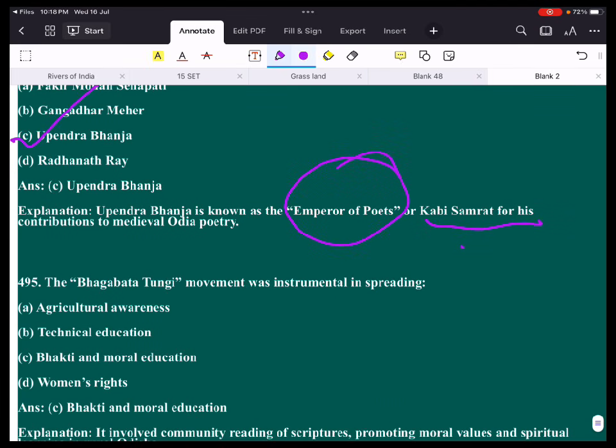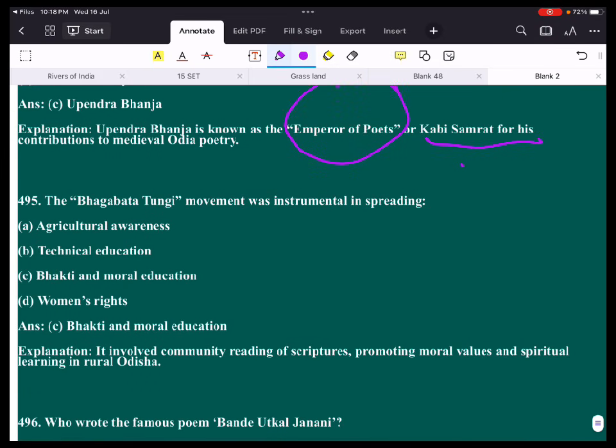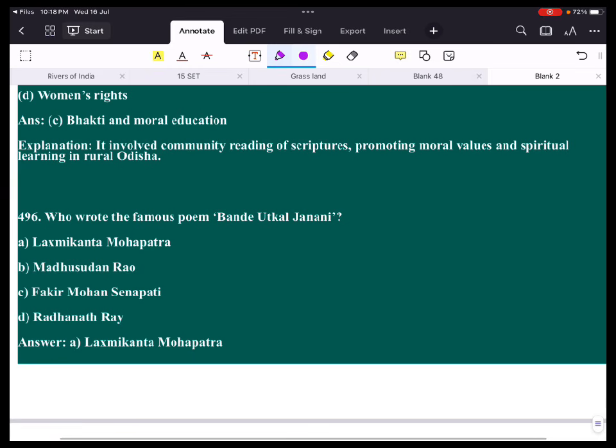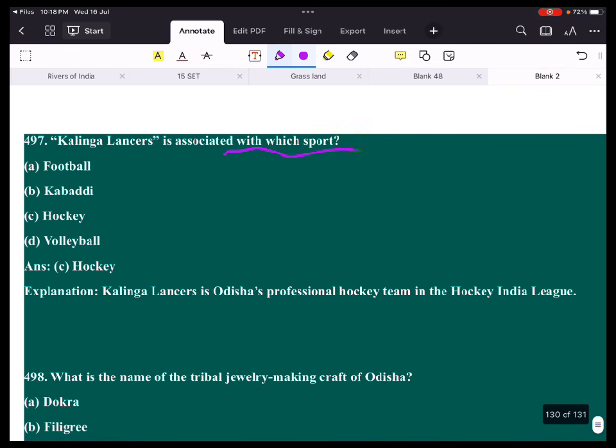The Bhagavata Tungi movement was instrumental in spreading bhakti and moral education. Option C. Who wrote the famous poem Bande Utkala Janani? That is Lakshmikanta Mahapatra. Option A. Kalinga Lancers is associated with which sport? That is option C, hockey.